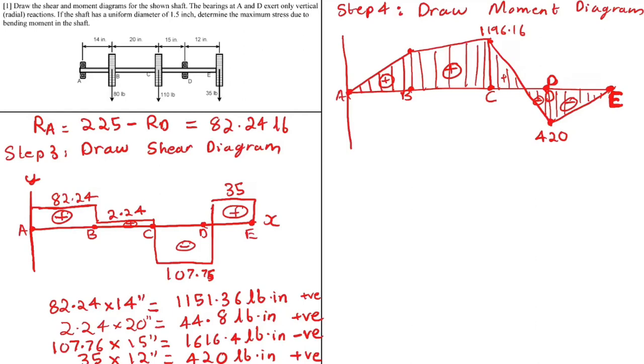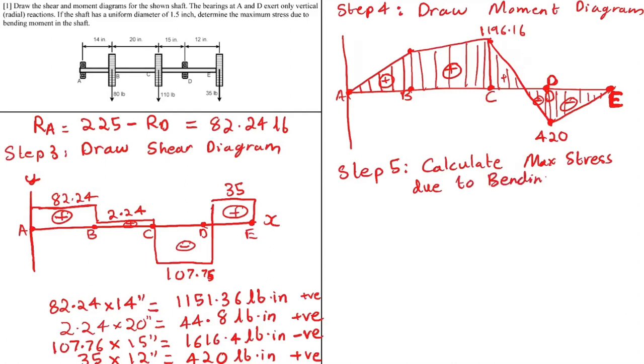The last thing that we need to find, or we can write it as step 5, is to calculate the maximum stress due to bending moment. Since they have mentioned that the maximum stress is due to bending moment, we don't need to look at the maximum value in the shear force diagram. We need to only look at the maximum value in the bending moment diagram. So M max is equal to 1196.16, right?